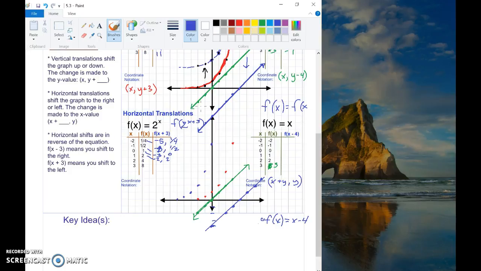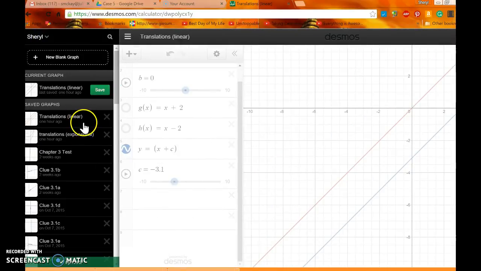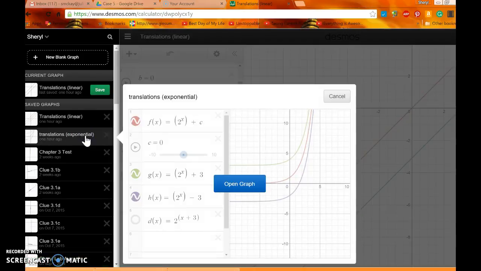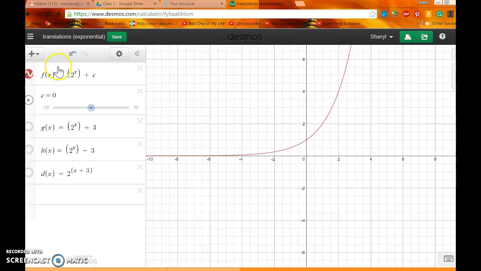So even though I actually moved backwards, my equation is f of 2 to the x plus 3. And I'll show you again on the Desmos calculator because that's where we can see it really happening. So here we have 2 to the x plus c. So that was the original one, the c being 0, okay? So it's f of x equals 2 to the x power.